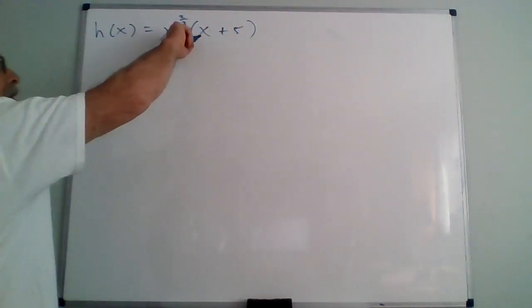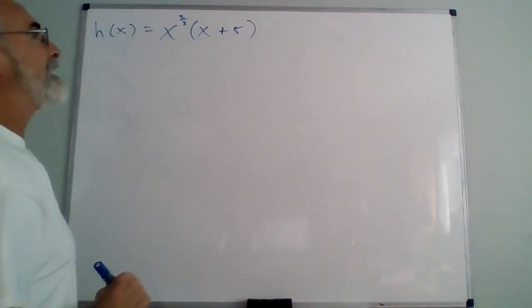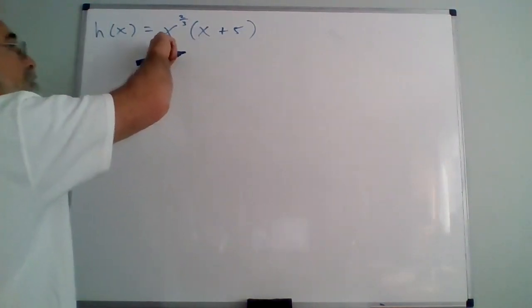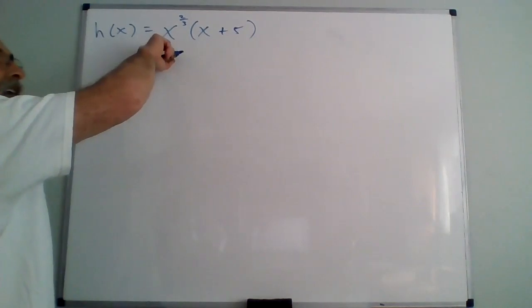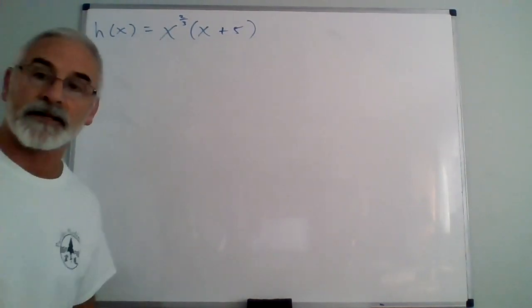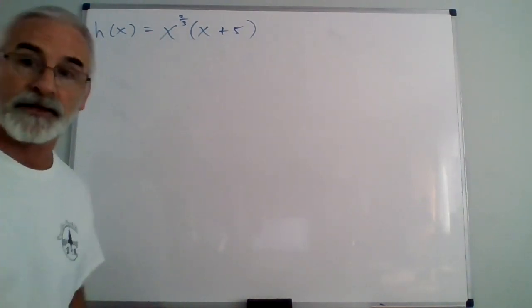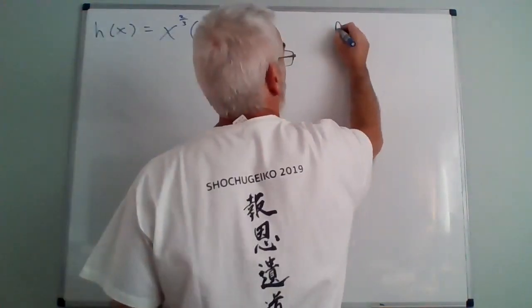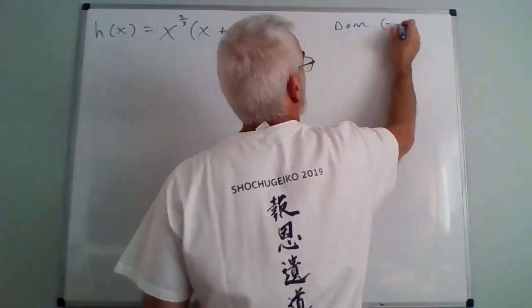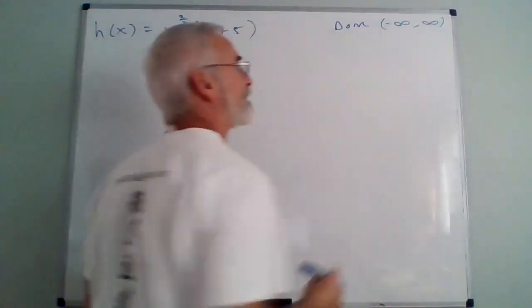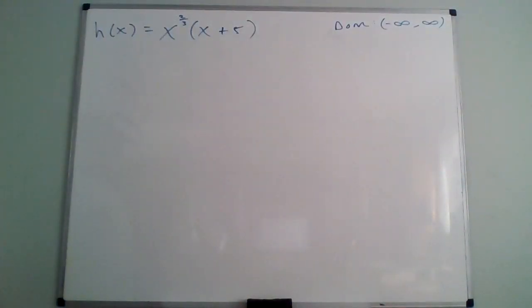This is cube root squared. So are there any restrictions? First of all, can x be 0? Yes, x can be 0. Can x be negative? Yes, because you can take the cube root of a negative. So my domain is once again all reals. And that's very, very important to recognize.